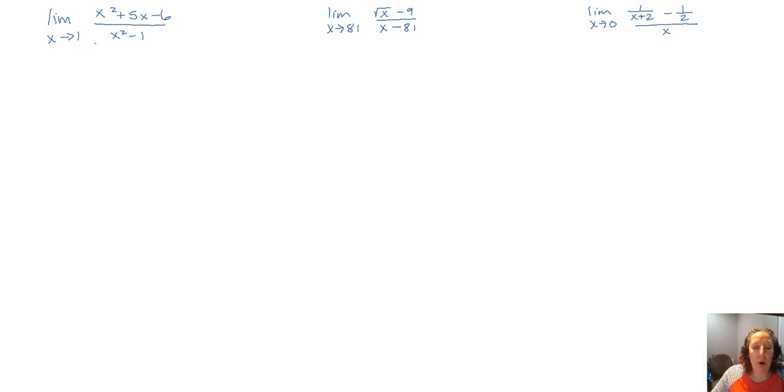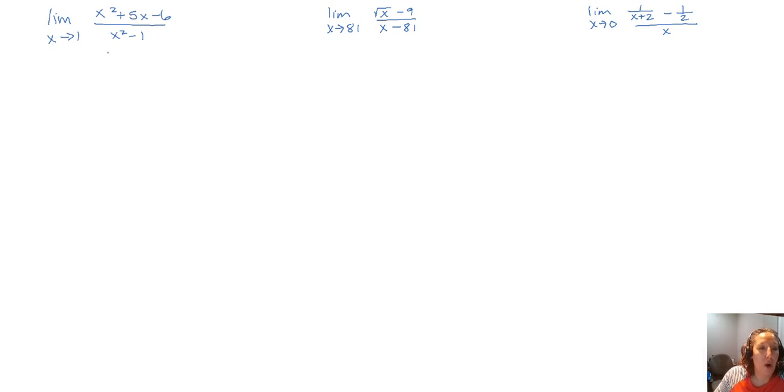Alright, so the first thing you always want to do is try to just plug in. Sometimes if you plug in, you get a real number and that's going to be your answer. And so we're going to try first to just plug in x equal 1. In this case, we're taking the limit as x approaches 1 of the function x squared plus 5x minus 6 over x squared minus 1.